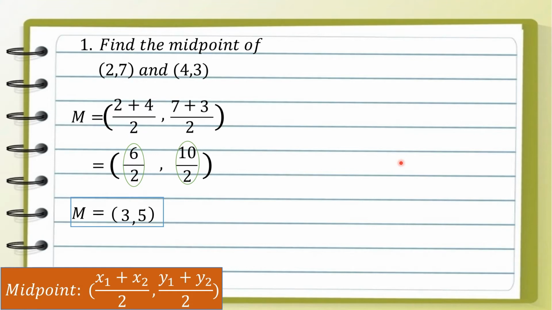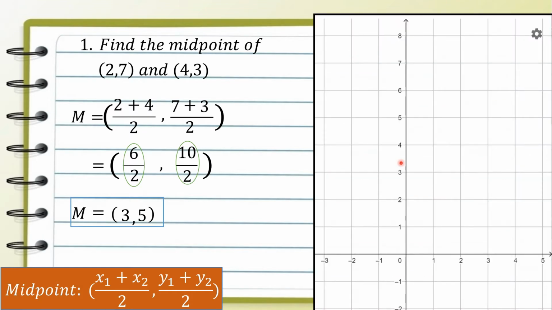For our checking, let us try to plot these points. (2, 7) is located at this point, and (4, 3) is here. And then its midpoint is here. And the coordinates are 3 for x and 5 for y. So that's how you solve for the midpoint using the midpoint formula as well as using the Cartesian plane itself.